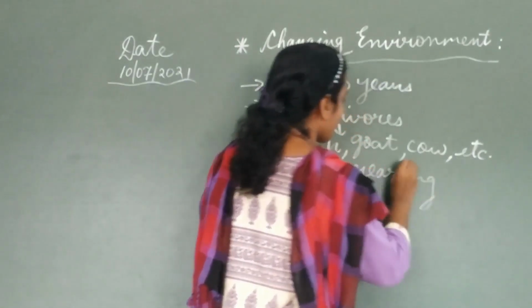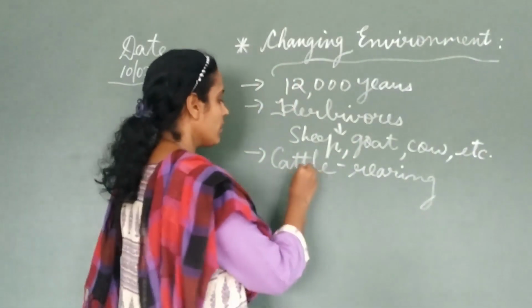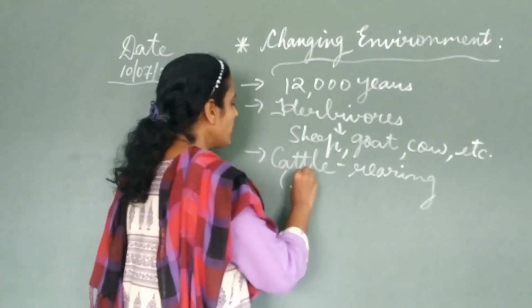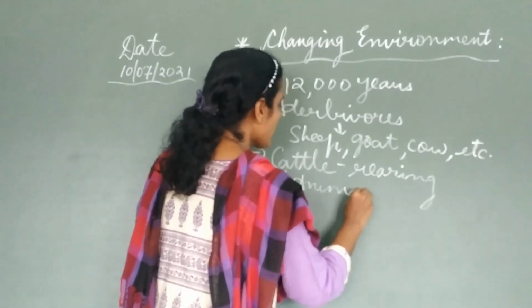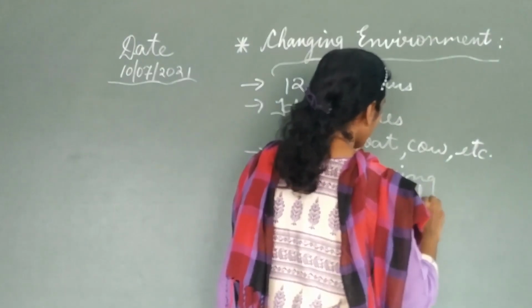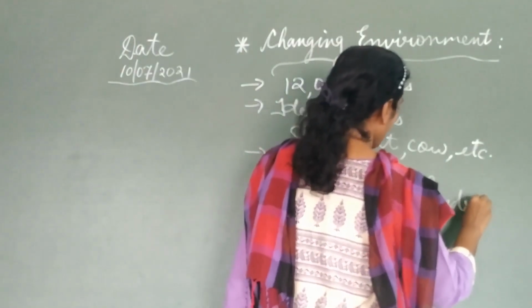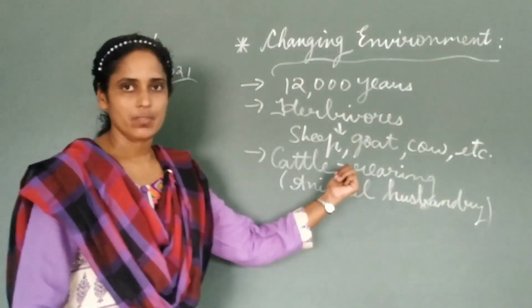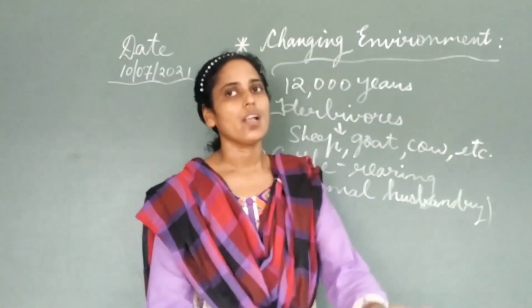Due to this, what happened? Cattle rearing was started by primitive man. The other name of cattle rearing is animal husbandry. Yes, friends, what is the other name of cattle rearing? Animal husbandry. Okay, both are the same words. The meaning of both words is the same. Animal husbandry or cattle rearing.